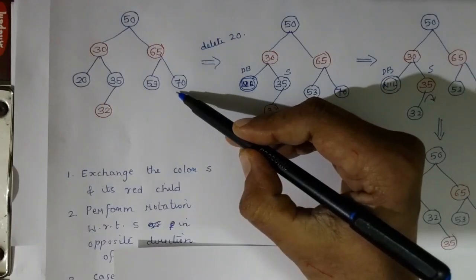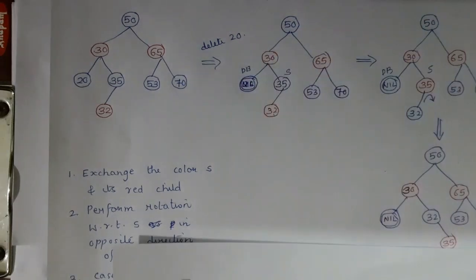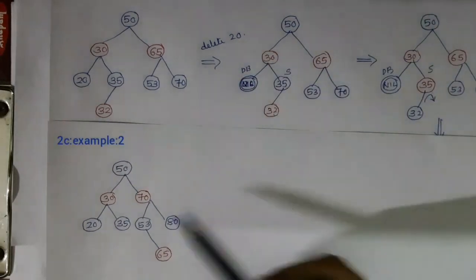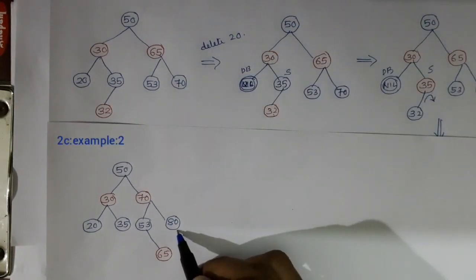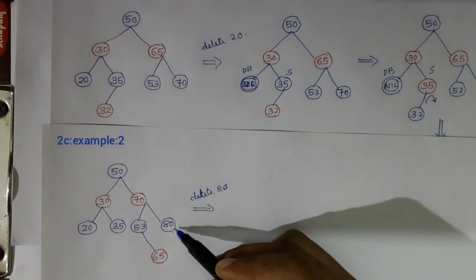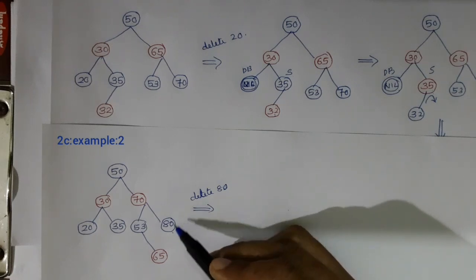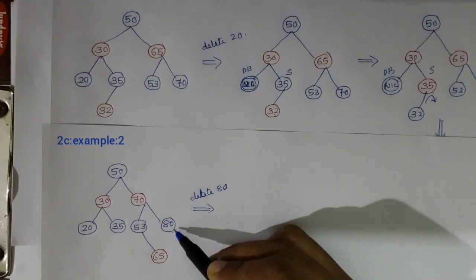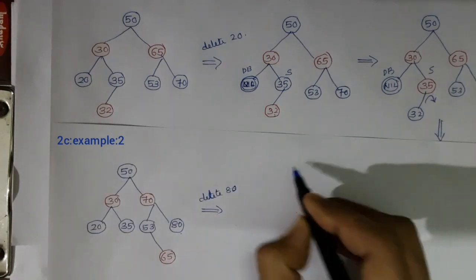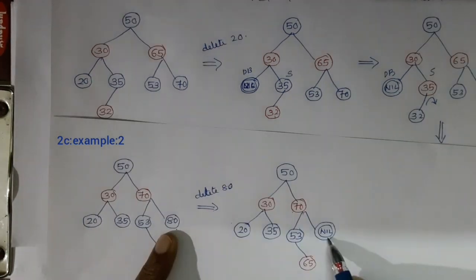Next mirror image of this case, that is this one. Here we want to delete 80. When we delete 80, it is replaced by the nil node, and 80 is a black node and leaf node is a black node. So after replacement, nil node becomes double black. So we can draw the diagram. Here 80 is replaced by nil node and it is double black.